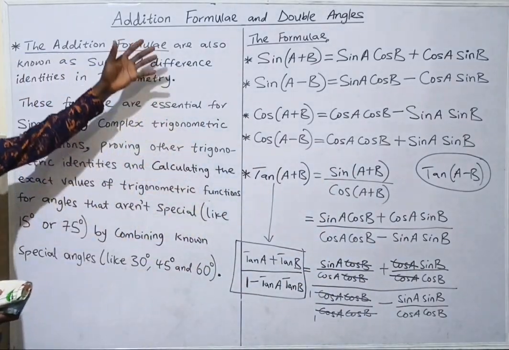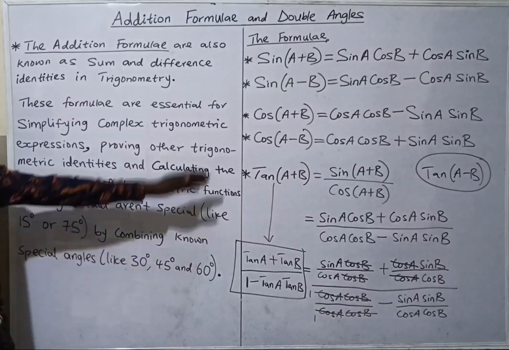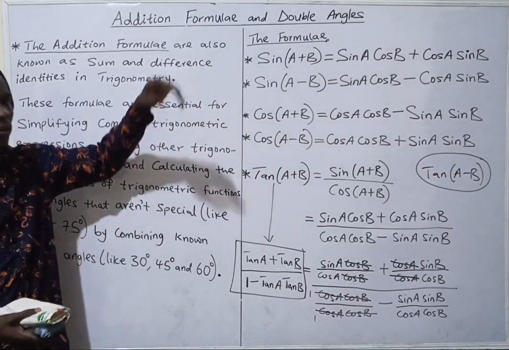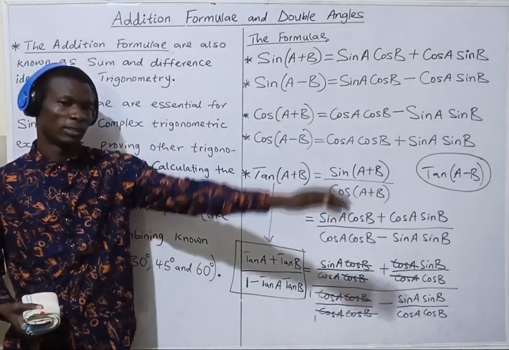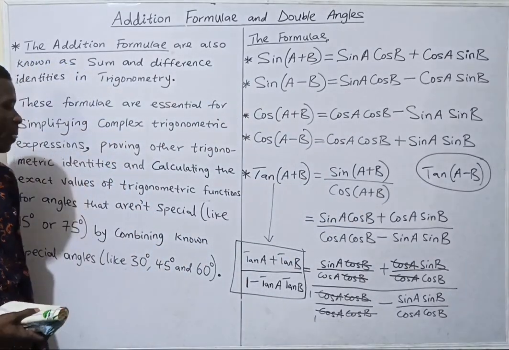Okay, so these are what we have: the first 5 of the addition formulae. Remember I said to you that there are 6 of them. So I've given you the first 5. I want you to work on the 6th identity by yourself.